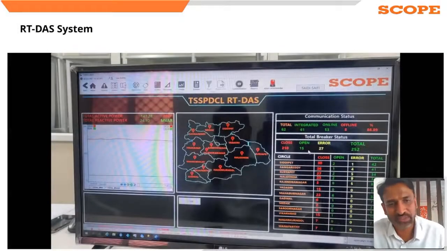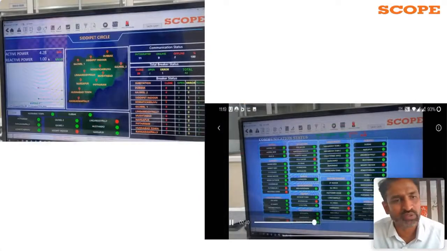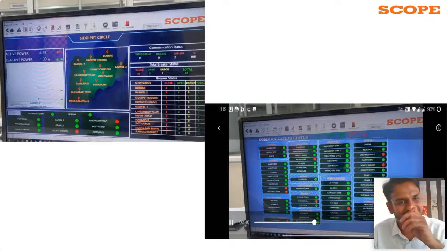I have put in one example, TSSPDCL, to show how the RT-DAS system looks at the control center. Here you can see the complete TSSPDCL picture. You can click on any circle or town and get its data. On the front page you can see how many substations are there, how many are offline or online, and circle wise how many breakers are closed, how many open, and how many errors. When you drill down, you get the circle wise data and even the alarms and other features. I put this in just for understanding how the RT-DAS system looks.